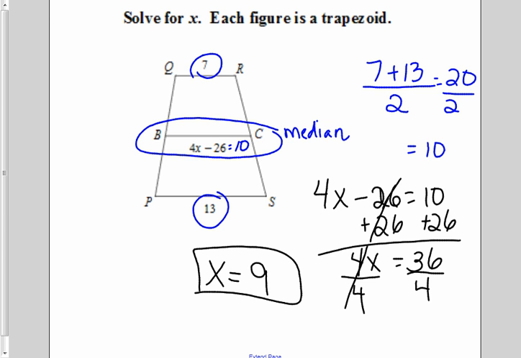And that is it. That was properties of trapezoids and then solving using our properties of trapezoids. So that was the end of our lesson for today. In the next lesson, we're going to do a little bit more with quadrilaterals and get further into this.